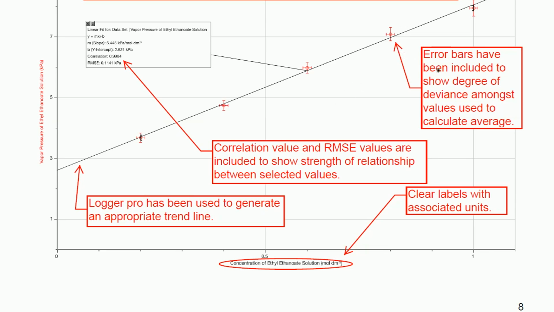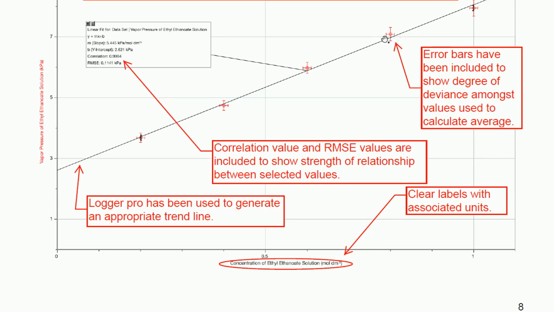Aside from that, the student has done a very good job of including relevant error bars to show the degree of deviance amongst values that he or she used to calculate the average. The average is depicted or represented by the data point shown. You will also notice that the student has included 2 different types of error bars, both vertical and horizontal. The vertical error bar is showing the deviance in terms of the vapor pressure that was calculated in this investigation.